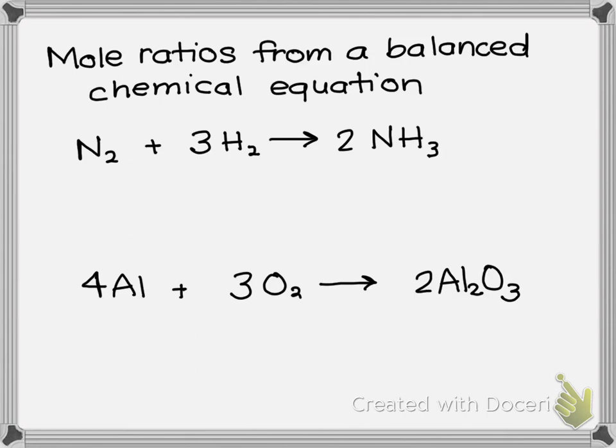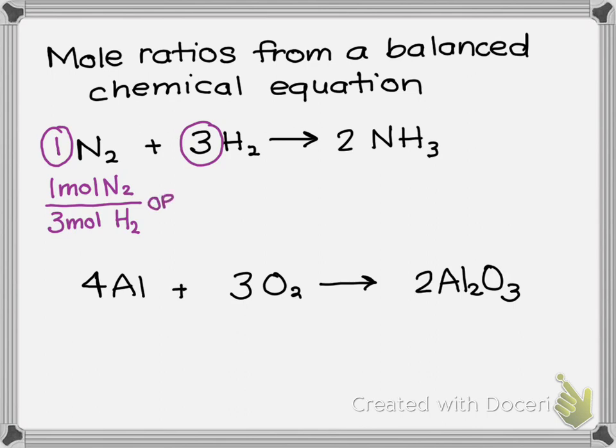Now, a ratio is just simply comparing two things. So looking at our first reaction, and this is the same one I had on the previous slide, if I compare nitrogen, which has a 1 in front of it, to hydrogen, I would just write 1 mole of nitrogen over 3 moles of hydrogen. Now, I could write this with the hydrogen on top.